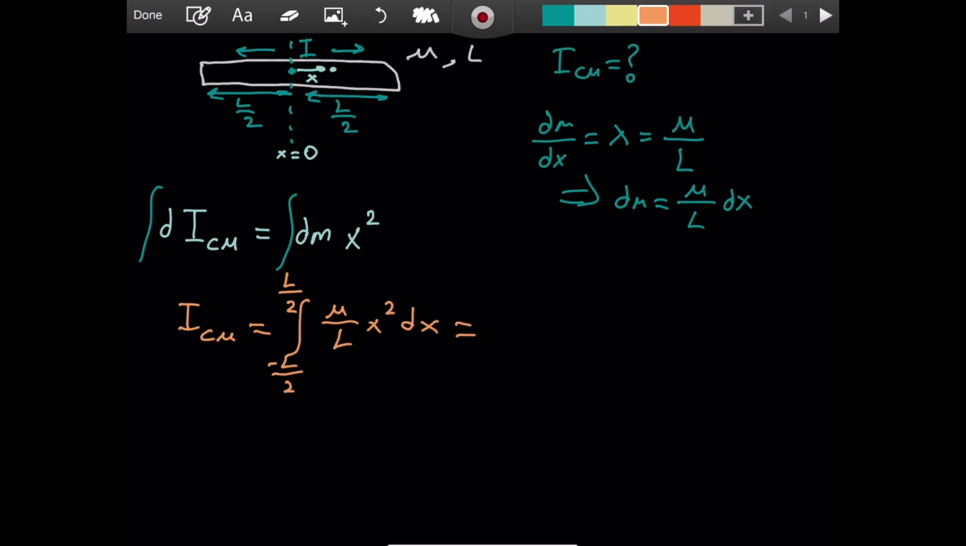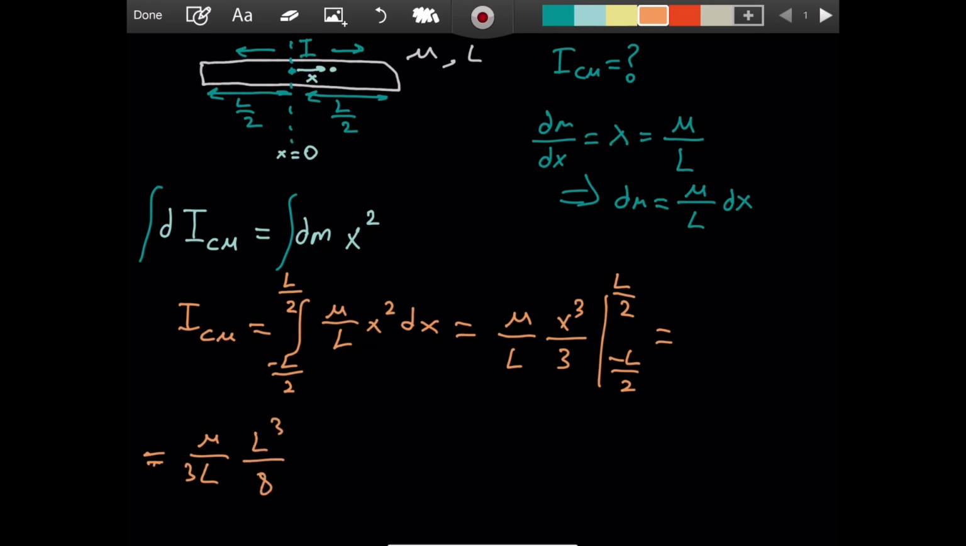Now with that being said, we can take this integral, and M over L is a constant, so we take it out. What is the integral of x squared dx? It is x cubed over 3. And we have the boundaries. Now we are going to use the fundamental theorem of calculus. We substitute these values so that we have M over 3L times L cubed over 2 cubed, so 8, minus, this is the first term, minus, we're substituting this at this time, M over 3L times negative L cubed over 8.